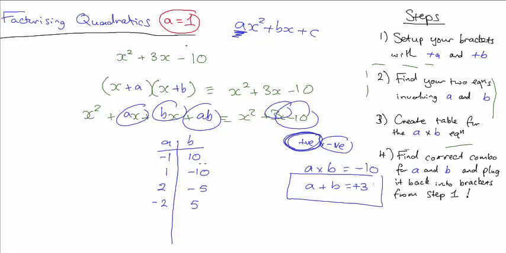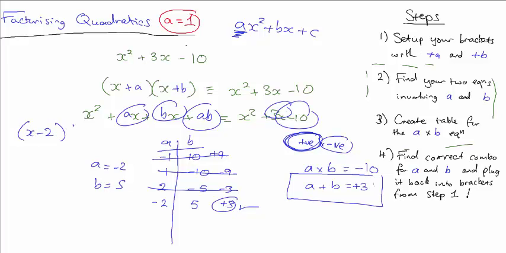Yeah, alright. So listen, these would add to give you plus 9. That's wrong. These would add to give you minus 9. That's wrong. These would add to give you minus 3. That's wrong. But these add to give you plus 3 exactly as we needed. So your A is minus 2 and your B is 5. That's it. You can multiply them out, you'll find that you get that again.